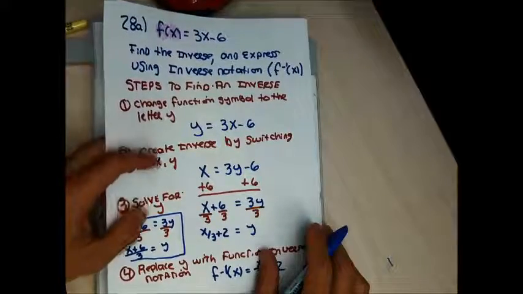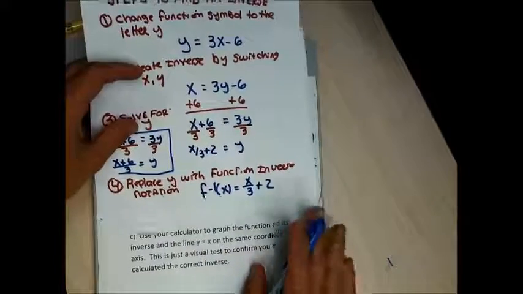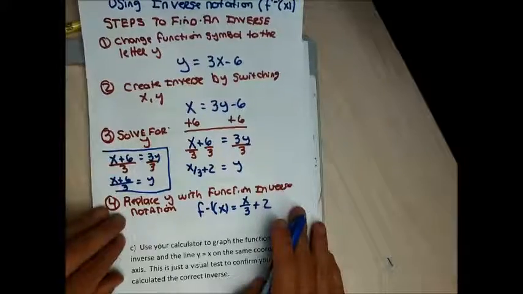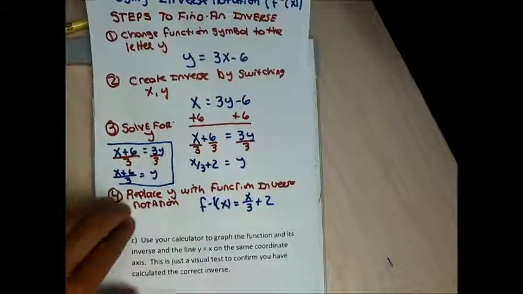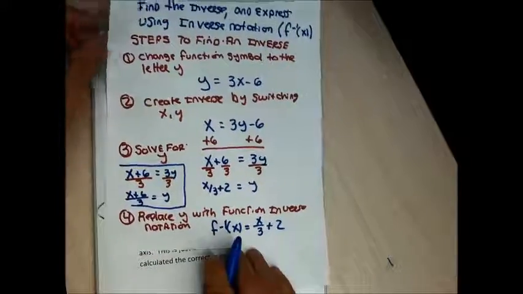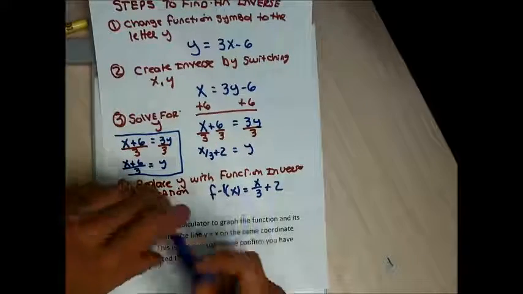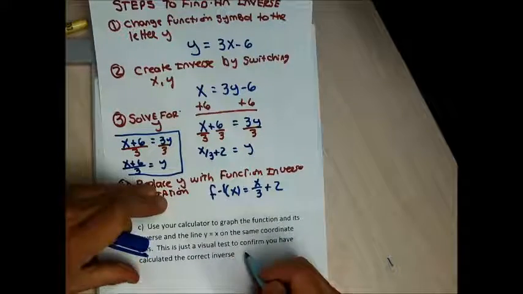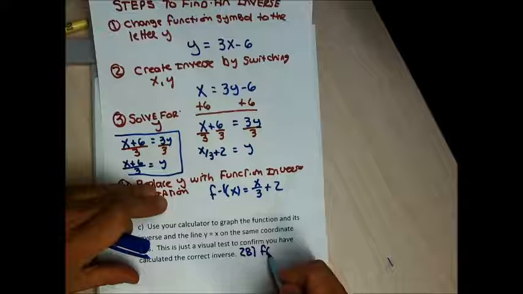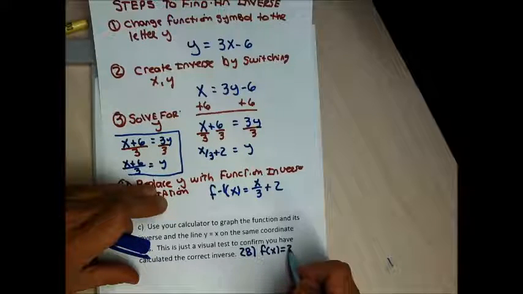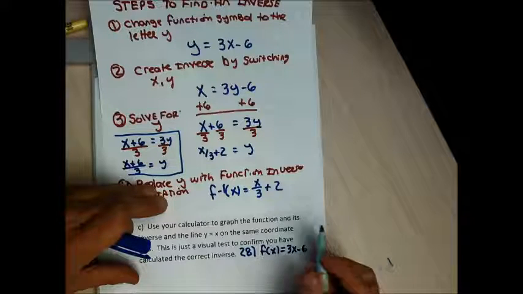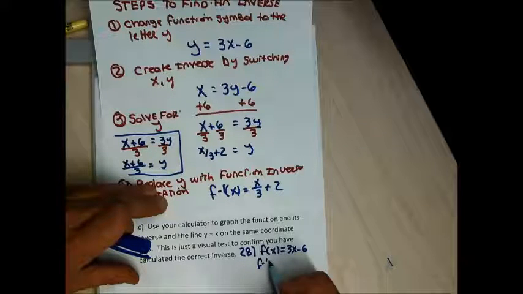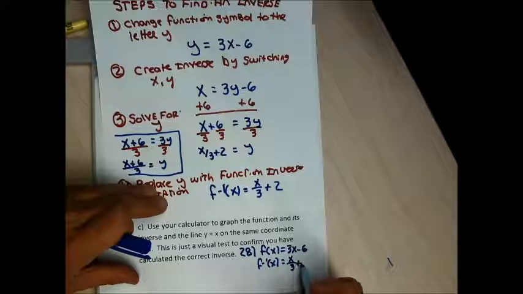Now I want to see if my answer is right. Let me sneak and do 28 part C first. So for those of you that are visual, there's a visual way to check to see if your answer is right. So in problem 28, the function that was given to me was f of x equals 3x minus 6, and the inverse that I came up with equals x divided by 3 plus 2.